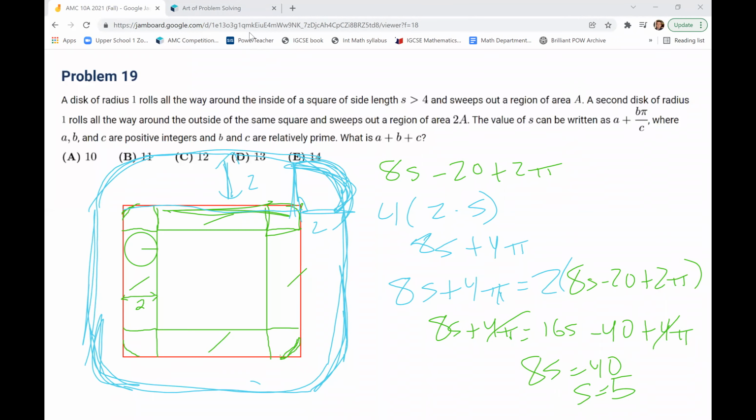I made a mistake there. I apologize. I actually don't know how I made this mistake, but this over here should not be 2 pi. It should just be pi. Because essentially you had 4 quarter circles with the radius of 1, with an area of pi. So it should have just been pi, not 2 pi. So that means this is just pi, which means this is 2 pi. Which then if you solve that, this becomes 40 plus 2 pi.